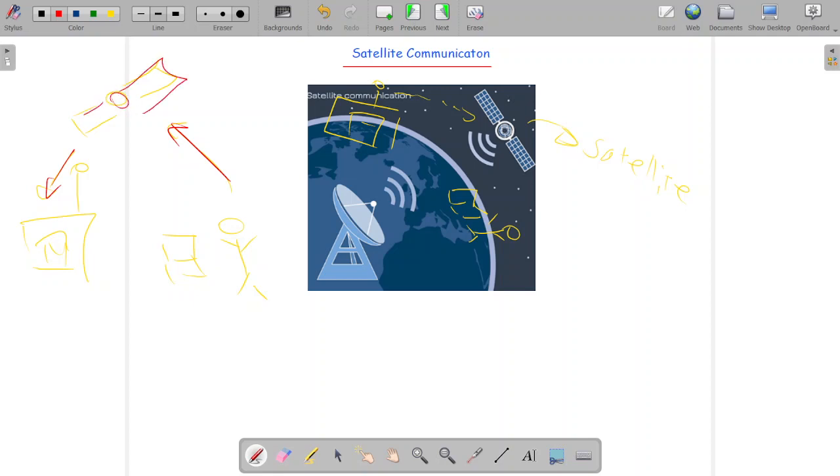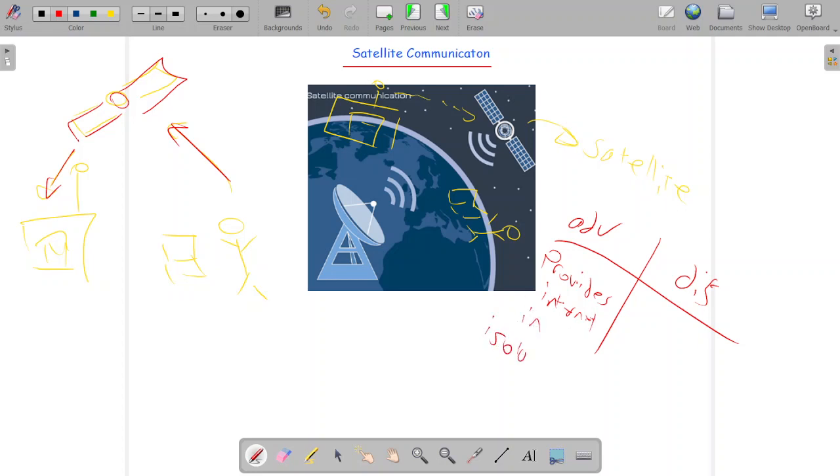If I ask what is the advantage against the disadvantage of satellite communication, you'll say that it provides internet or communication in isolated places. When I say isolated places, I'm talking about providing internet in the desert or in areas where there are no civilizations. This is an advantage.